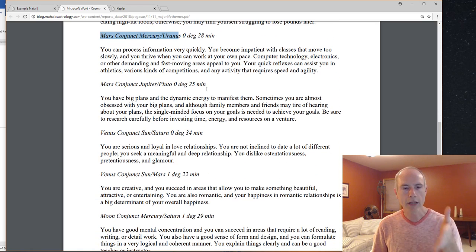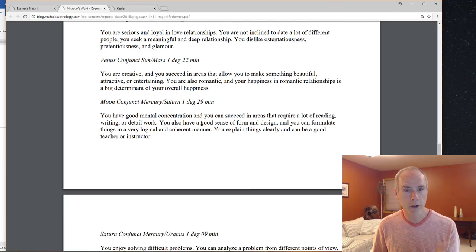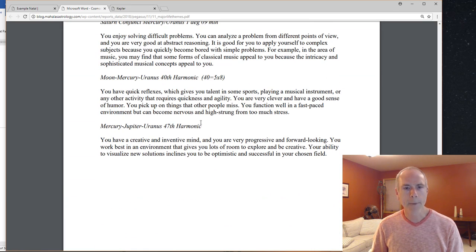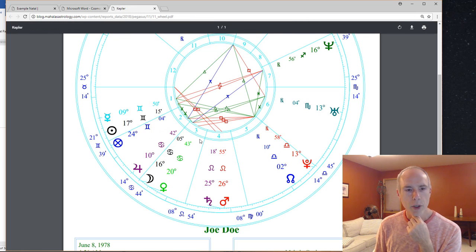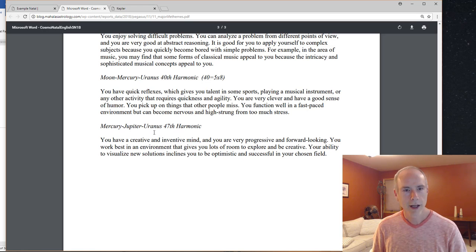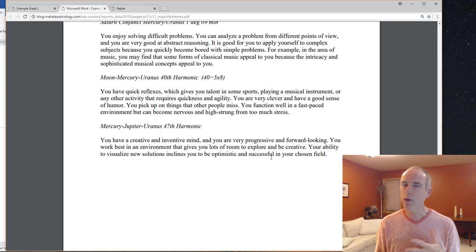And so it goes on down the list here, has a bunch of them that it continues for quite a while. But the cool part about this is that, even looking at the last one here, it's a 47th harmonic that I found here. Mercury, Jupiter, Uranus. And that's over Uranus right here. So there's this configuration going on here that has this particular description. So without a computer report, you're never really going to see these.